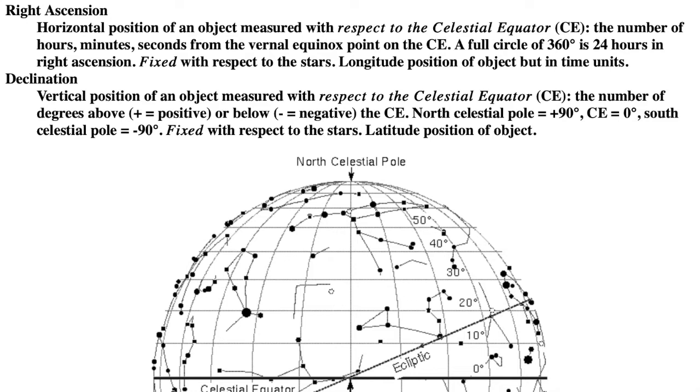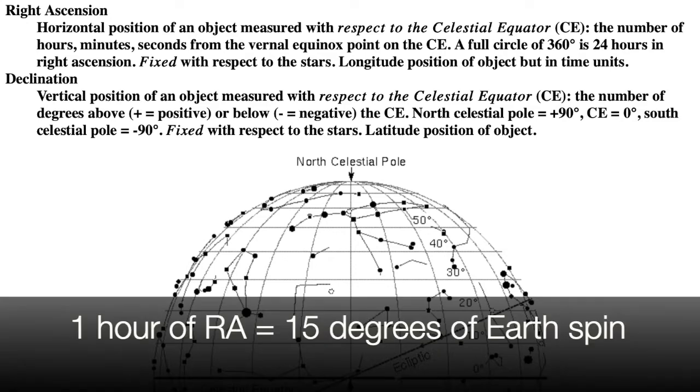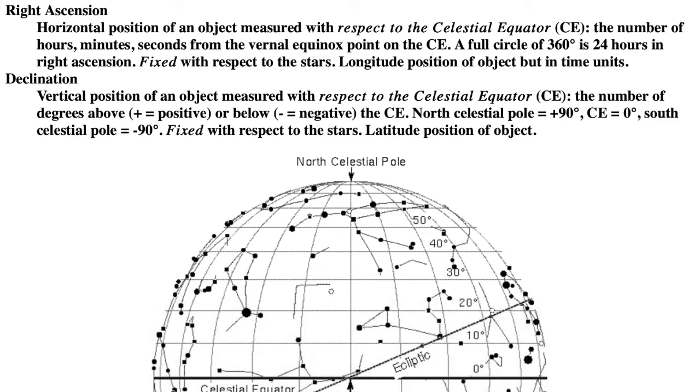If they were 30 minutes of RA apart, you would see one rise half an hour before the other and cross your meridian half an hour before the other. 0 RA is where the sun crosses the celestial equator at the vernal equinox. The full 360 degrees of the Earth's rotation is broken up into 24 hours, so 1 hour of RA equals 15 degrees of rotation.